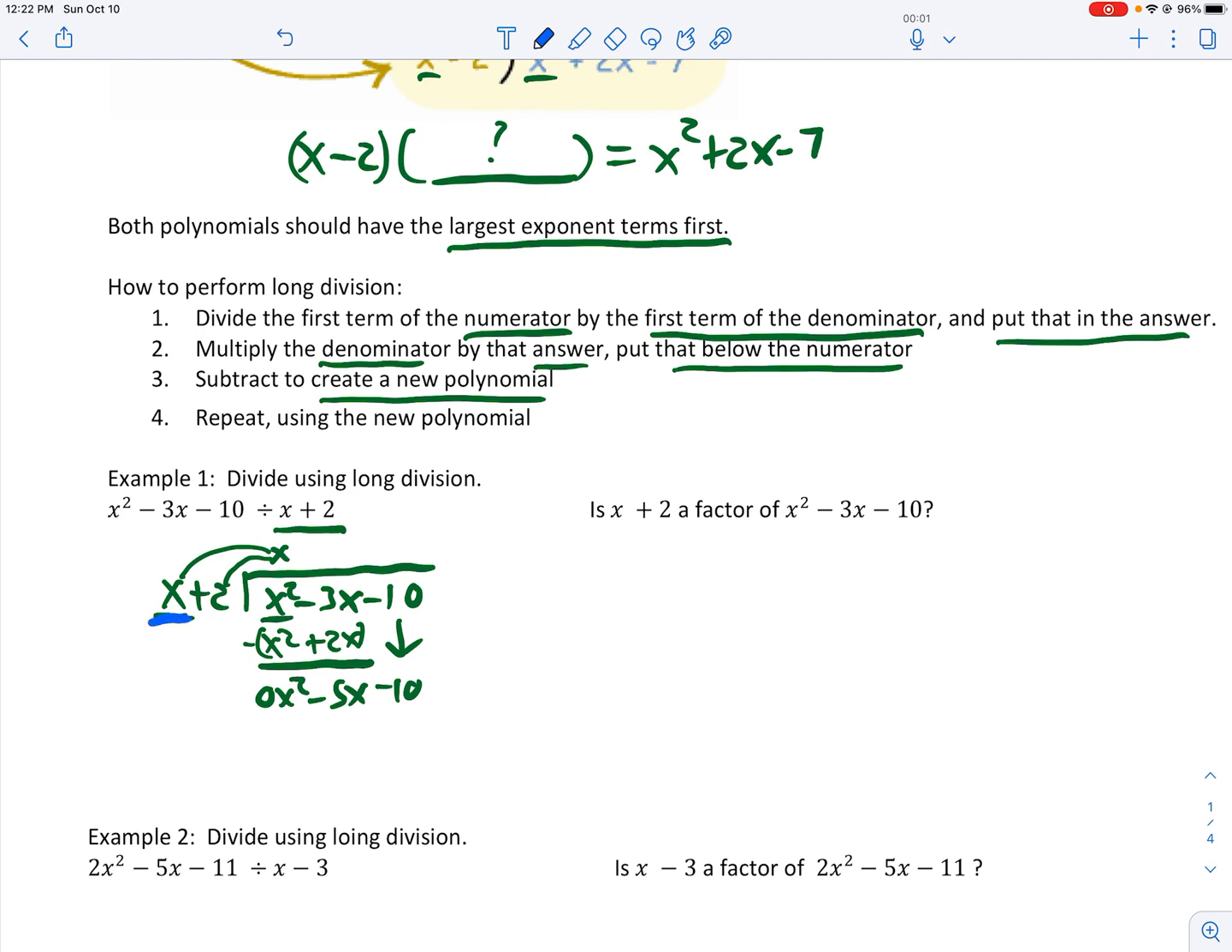So x is going to go into minus 5x minus 5 times. So then I multiply. Minus 5 times x is minus 5x. Minus 5 times 2 is minus 10. And I subtract.